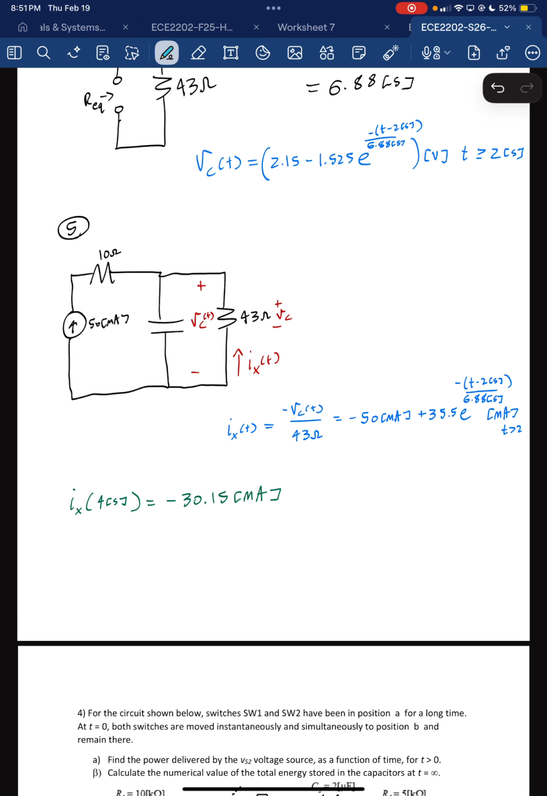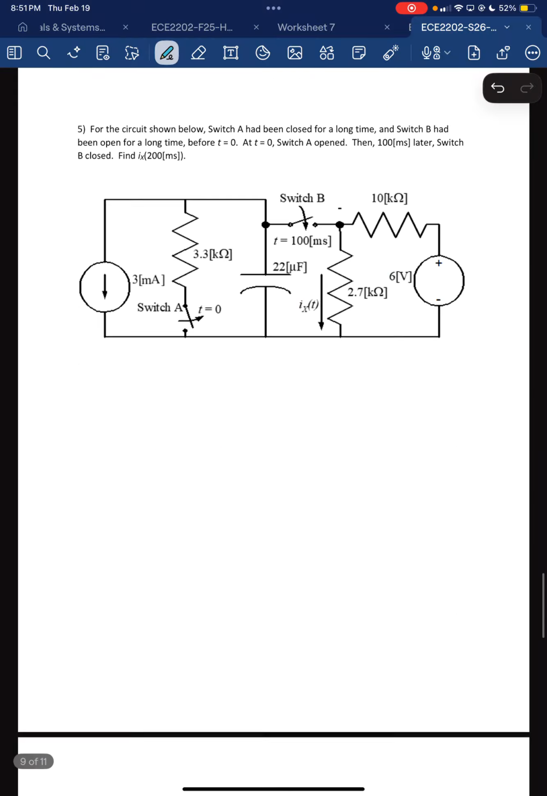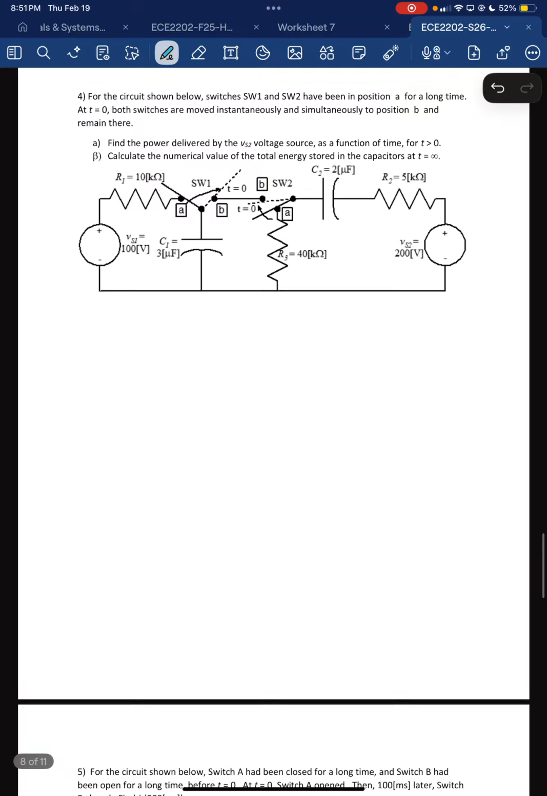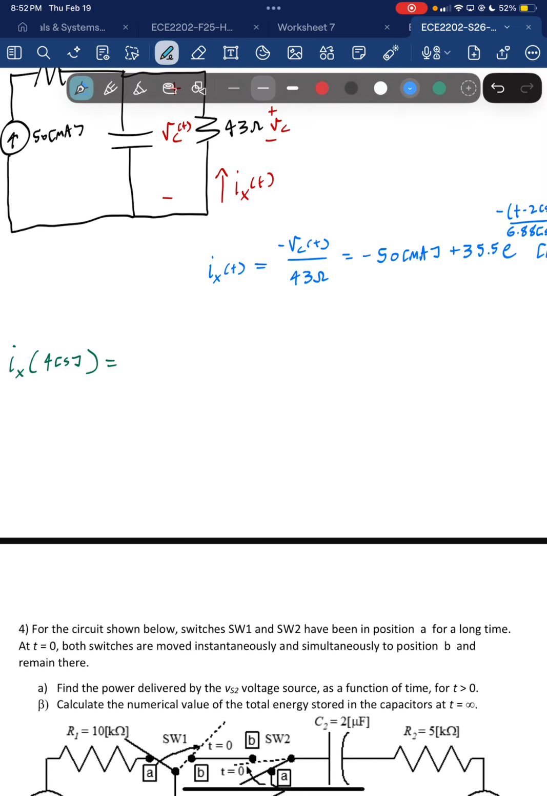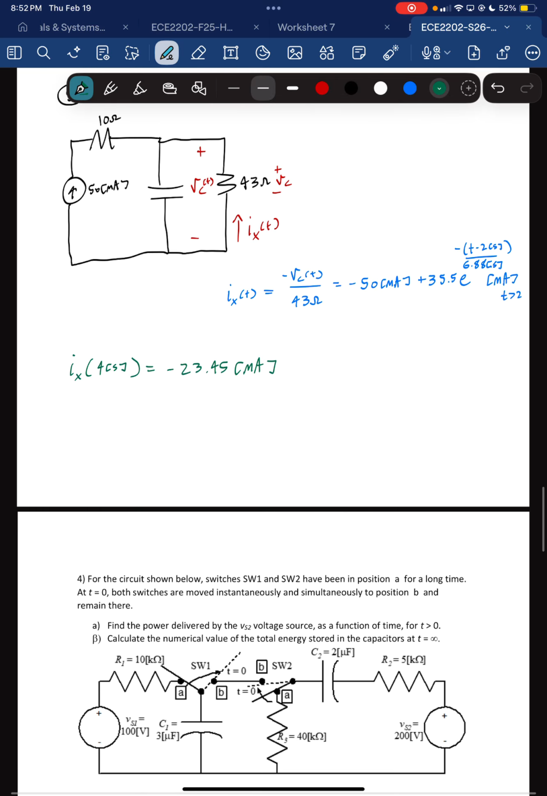So now if I take this equation and I do negative 4 minus 2, negative 2, yes, now I get negative 23.45 milliamps. The answer key says negative 23.5. So I'd like to think that's close enough. And yeah.